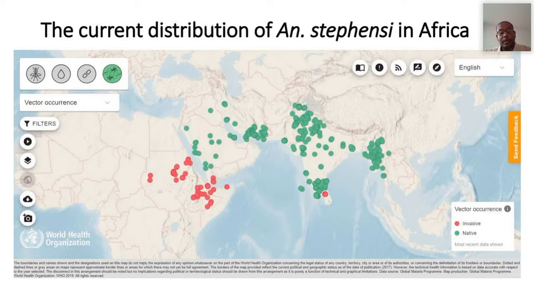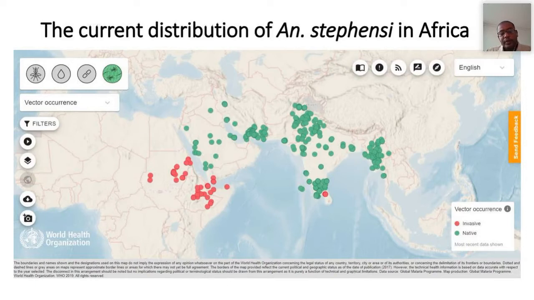And that was mainly discovered through active surveillance, searching for Anopheles stephensi in potential breeding sites, not the usual ones. And we aimed to understand the full distribution or spread of this vector in the country.